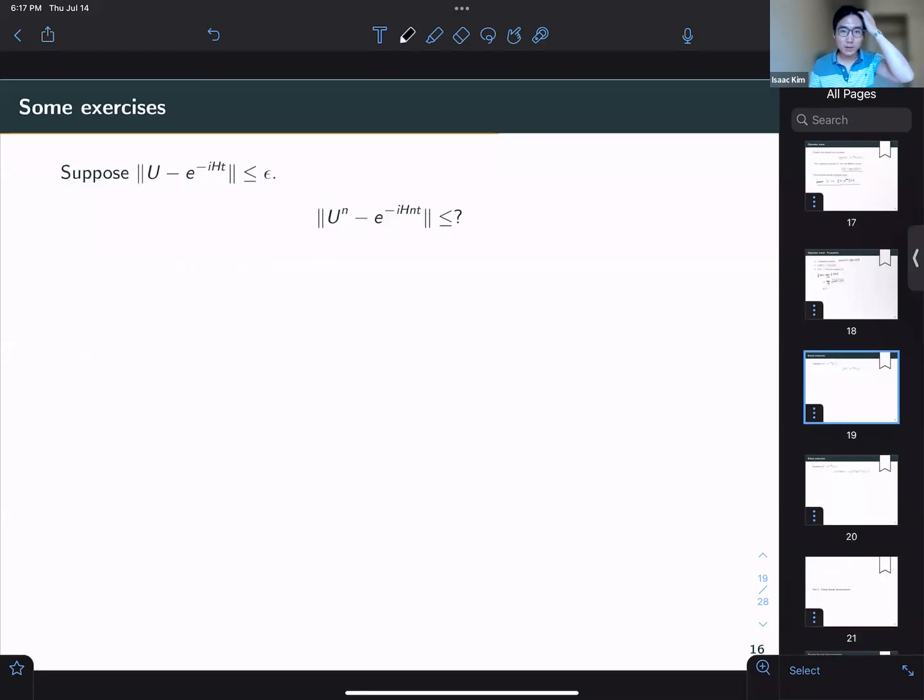So let me give you some exercise, so let's try to work this out together. Here's a problem. Suppose I constructed a unitary which approximates the true unitary evolution with some error epsilon. Suppose I apply this unitary n times, then what would be the error that is incurred? This is a routine thing that people would ask when you study these algorithms. And the technical problem would be: how would this depend on n and epsilon?